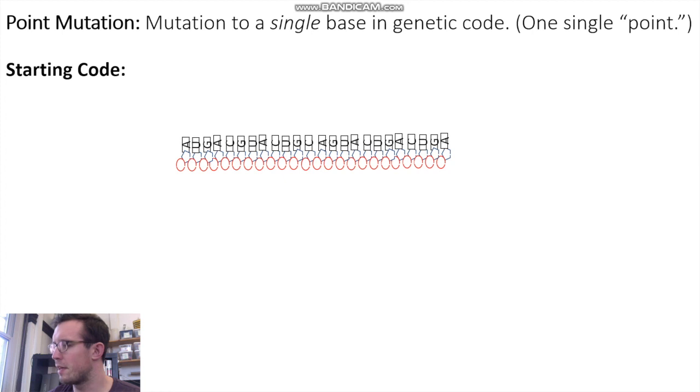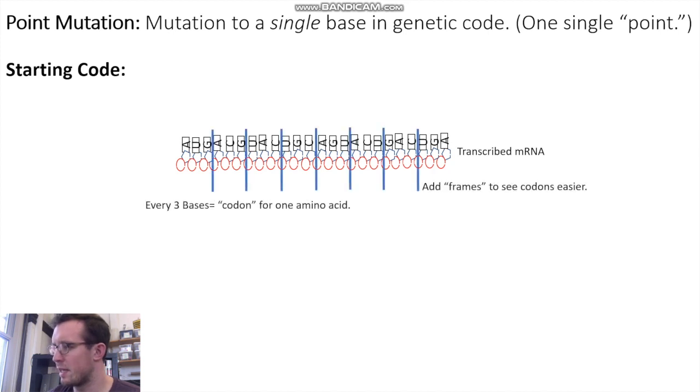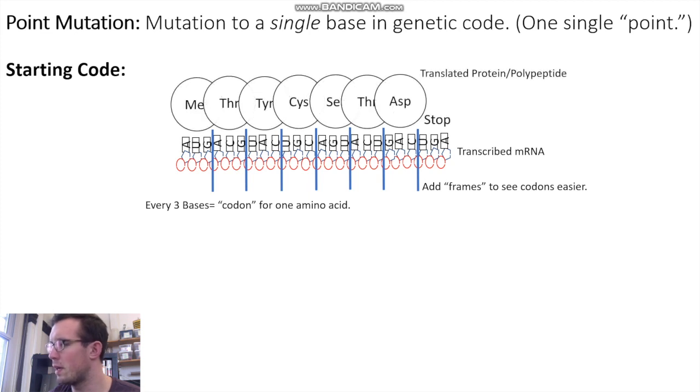Let's say that we have a code of messenger RNA that's been transcribed from a gene. Now you guys have learned that every 3 bases of this RNA strand equals a codon for a single amino acid. And so biologists will often add these codon frames in order to distinguish the codons more easily. So this particular RNA strand would code for 7 total amino acids before reaching a stop codon. That is, it would translate into a protein that's 7 amino acids long.